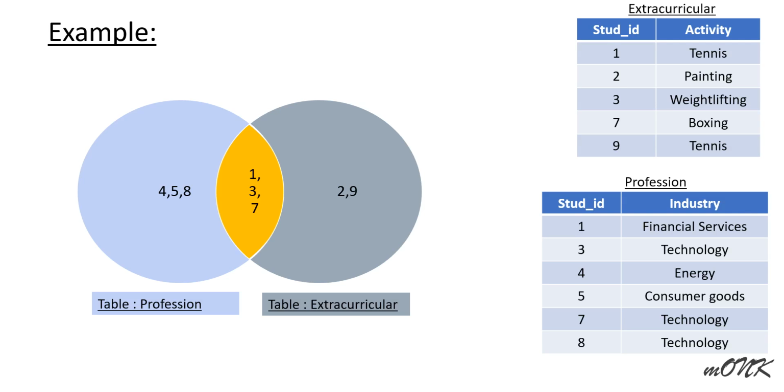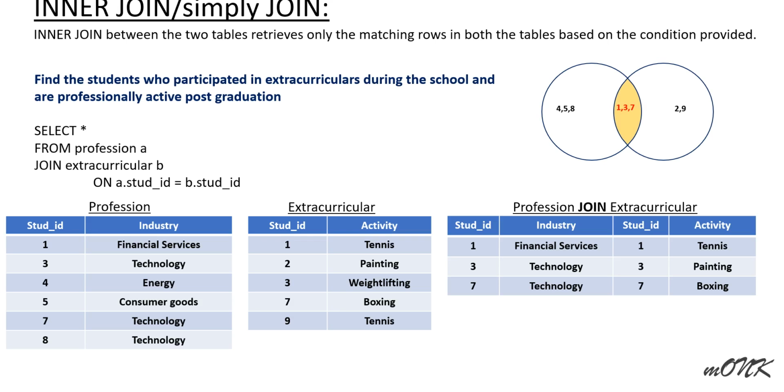And in the extracurricular table we can see that the students with ID 2 and 9 are unique to this table. So there are students who didn't participate in both, and there were students who did both. So we shall look into these cases one by one. To begin with, we will do the inner join.